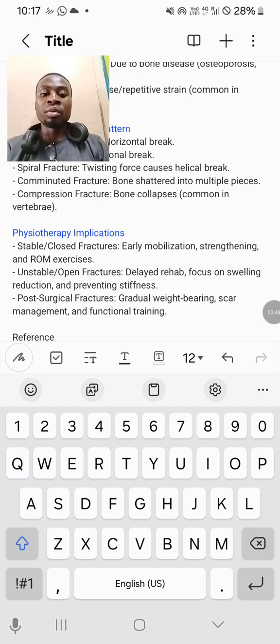Yes, so otherwise this is the classification of the fractures.